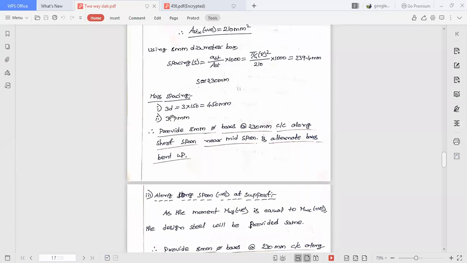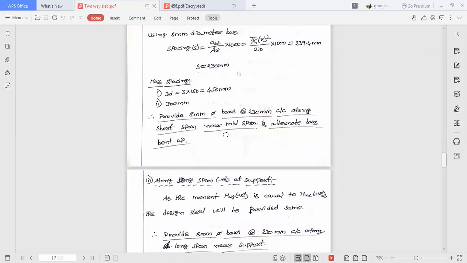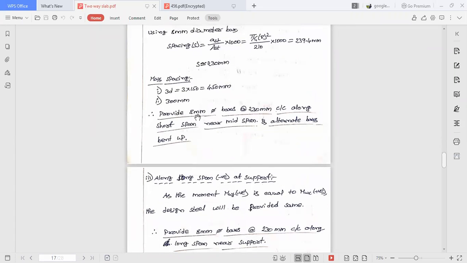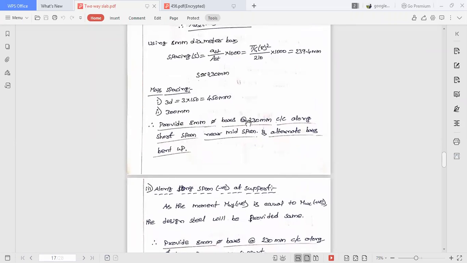Check for maximum spacing, 3D or 300, and out of these three the least value is 230, right? So therefore provide 8 mm dia bars at the rate of 230 mm center to center along short span near mid, not near support, near mid span. And as all these are mid spans, alternate bars should be bent up. And the diagram, explain it last.